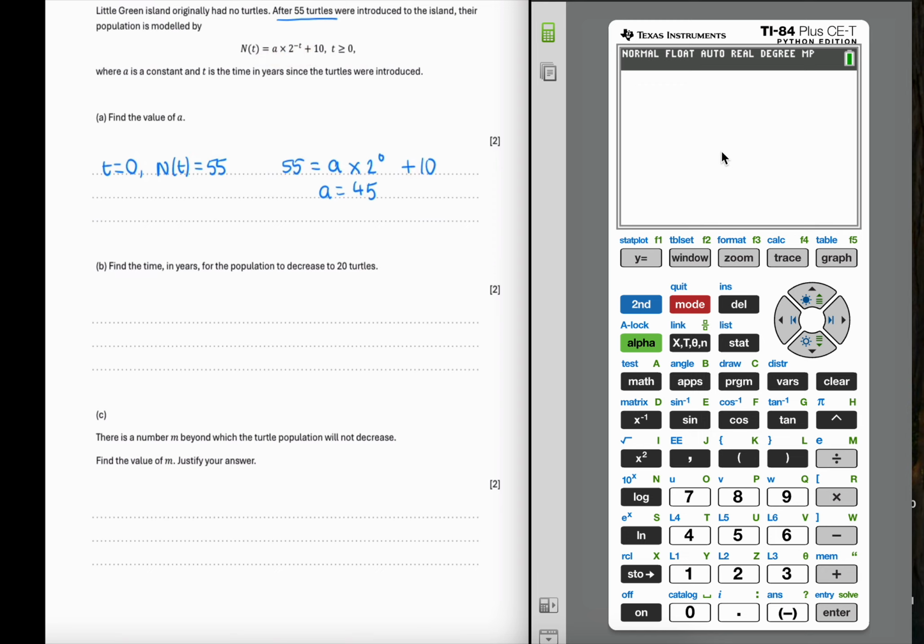So for this question, there was 1 mark for the method and 1 mark for the answer. You must make sure that you're showing your methods. That tends to be something that people forget to do.